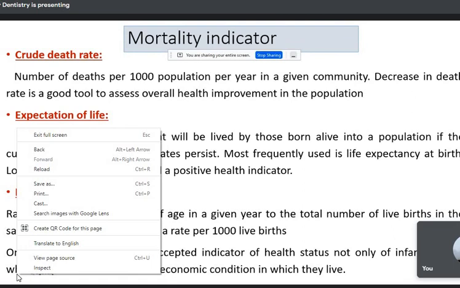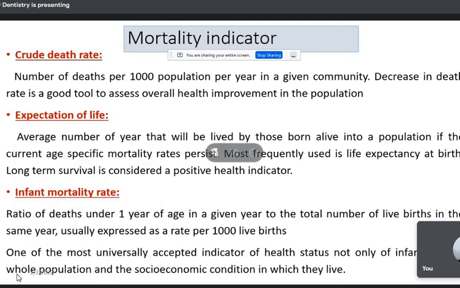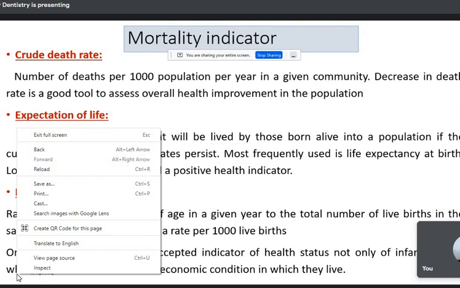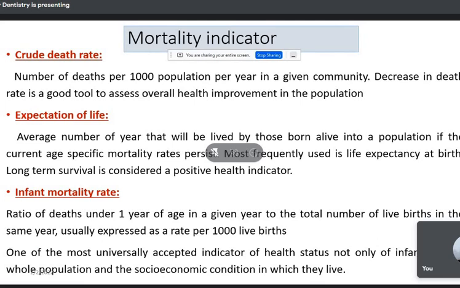Death rate means the death of people in a certain year in a certain community, like, let's say, the death rate of Nepal in the year 2022. So that will be the number of deaths per 1,000 population per year in a given community. That means in that particular year, let's say in the year 2022, out of 1,000 people, how many people died? That is the crude death rate. So this is how you are measuring the death rate. That is the mortality indicator.